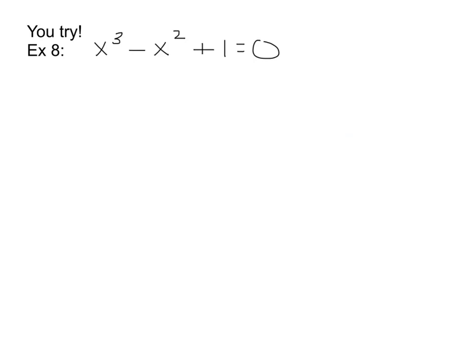Press pause and practice writing the number of positive real roots you could have and the number of negative real roots you could have.